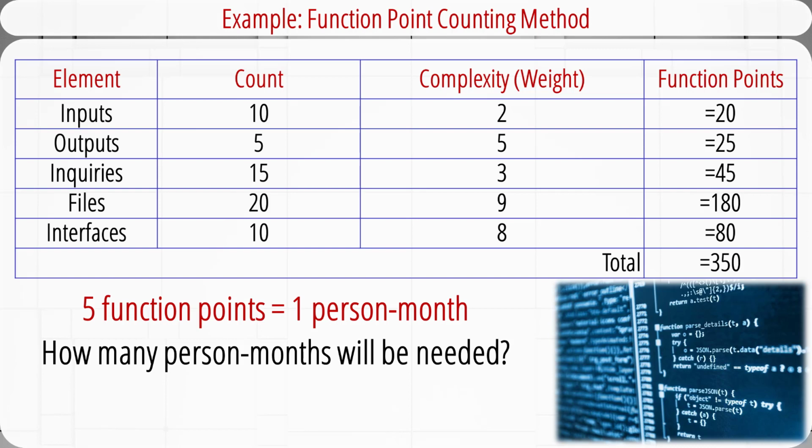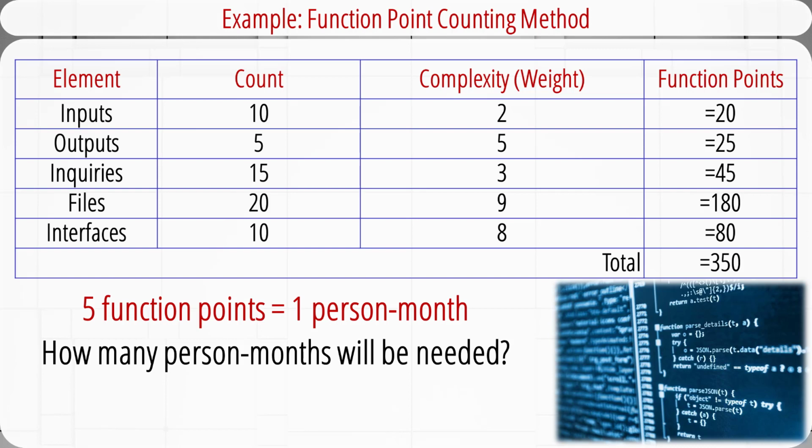The data files are quite complex. Each data file is equivalent to 9 function points. So in total, they are equivalent to 180 function points, and so on. After we have calculated the function points of all these elements, we add them together and the entire project is equivalent to 350 function points.